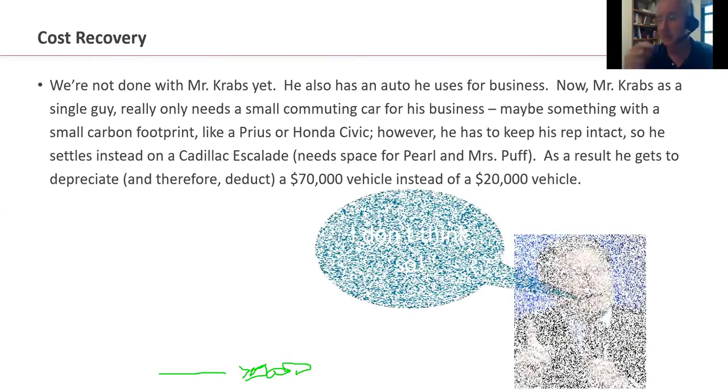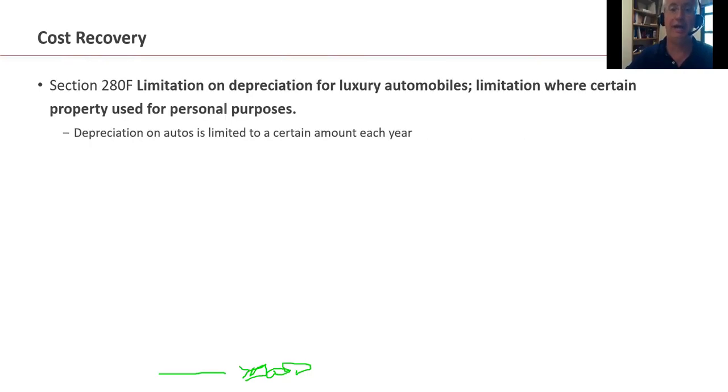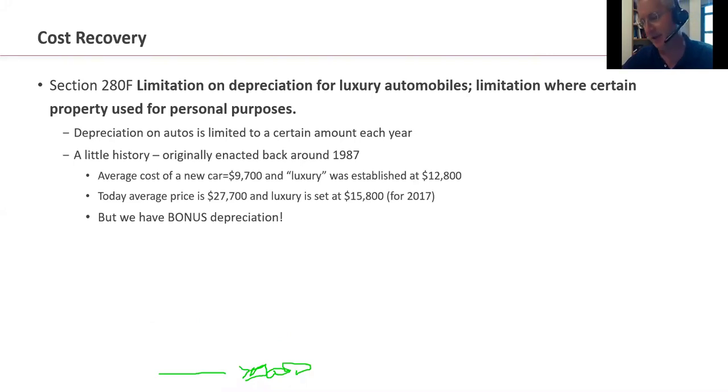Okay, so that makes Al Gore pissed off, right? So in the old days, there was a limit. Now this limit still exists. It's just a little bit looser than it used to be. So section 280F says, if you buy a luxury auto, we're going to limit the amount of depreciation you can deduct each year. So a little history on this code section.